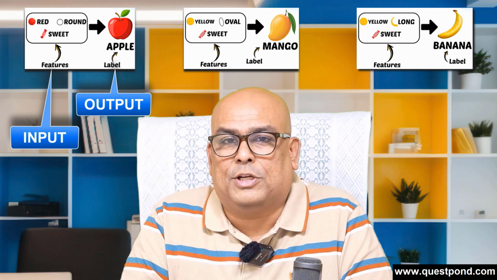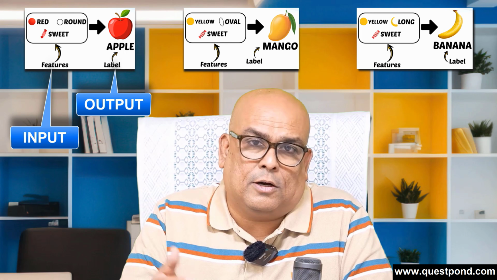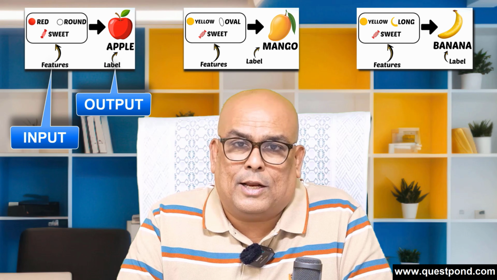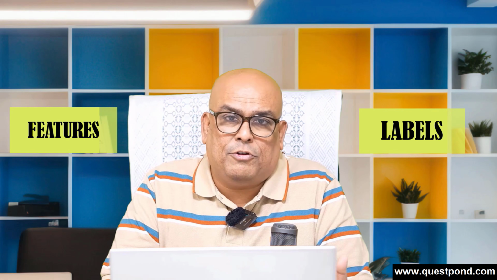So if I train a machine to identify a fruit, and I tell it something is red, sweet and round, it should tell me it is an apple. So whenever you are training a machine, the data format has to be in features and labels, features and labels.